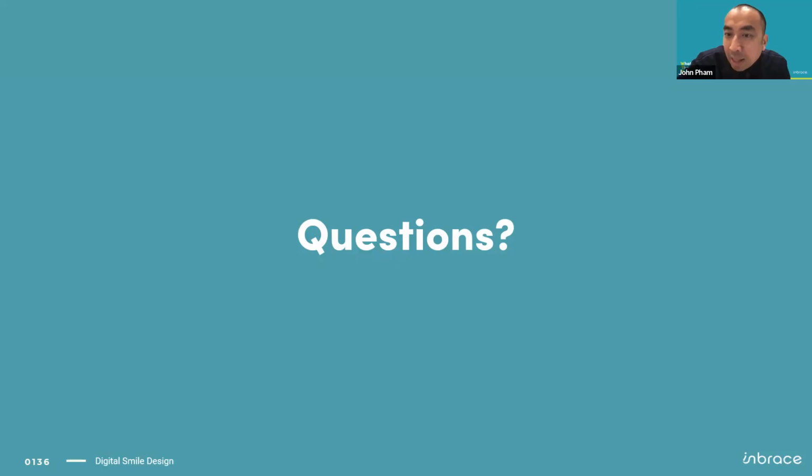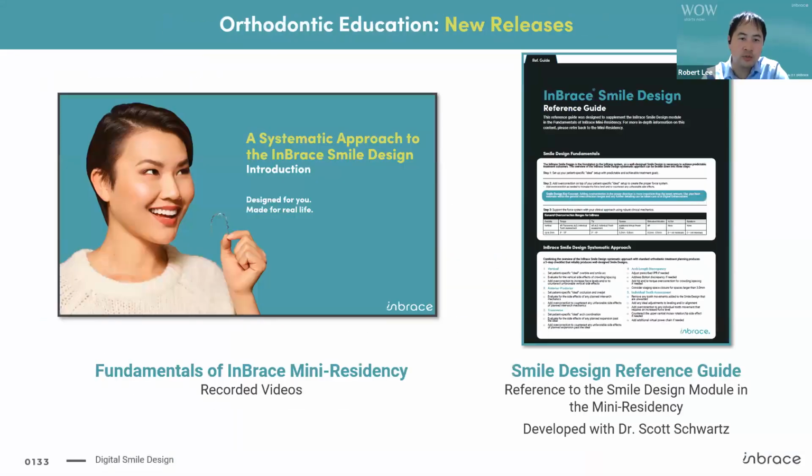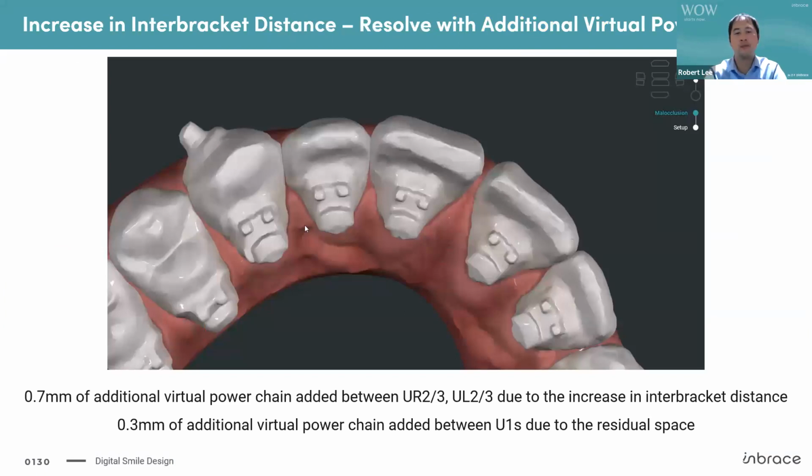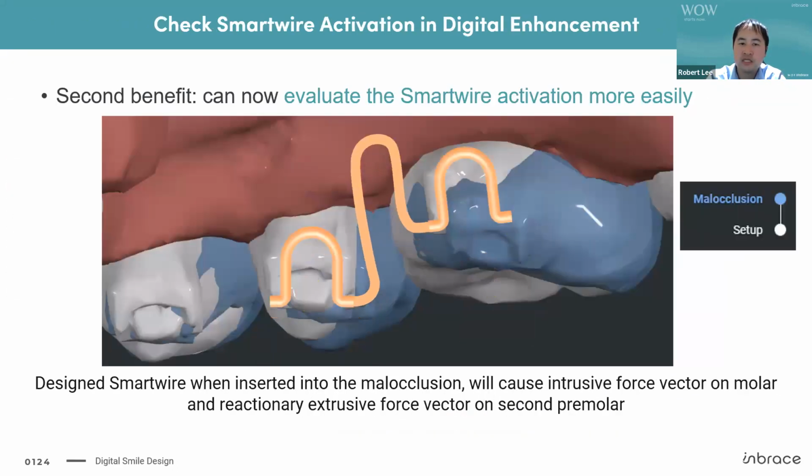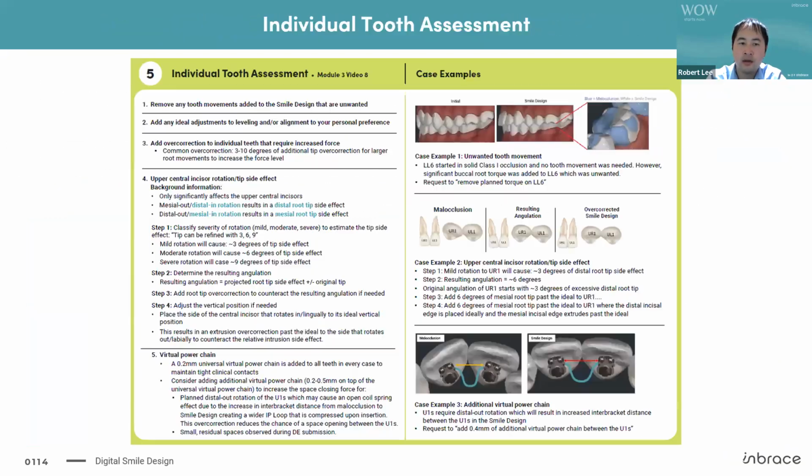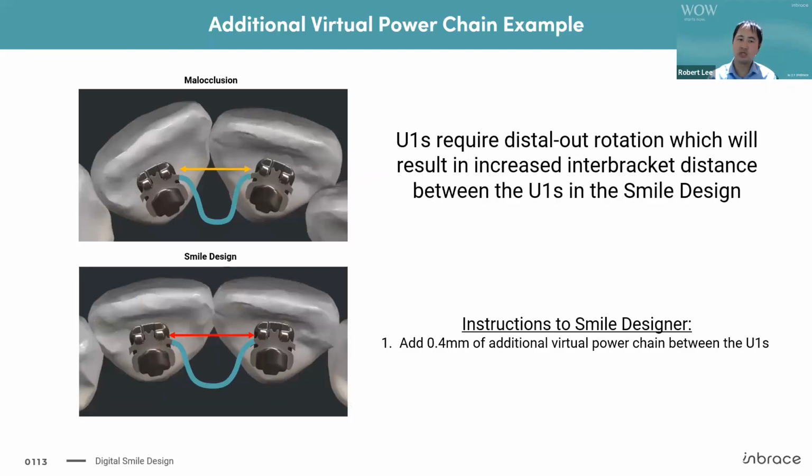Another question here. How do we identify the bracket distance getting further apart in the initial smile design? Yeah, so for the initial smile design, you're mainly just focused on upper 2 to 2. You just have to imagine where the brackets are and visualize if they're getting further or closer together. Usually it's the distal out rotation. Anytime you have a distal out rotation on your upper 1s, the cingulums are getting further apart, so you know that you need to add some additional virtual power chain.